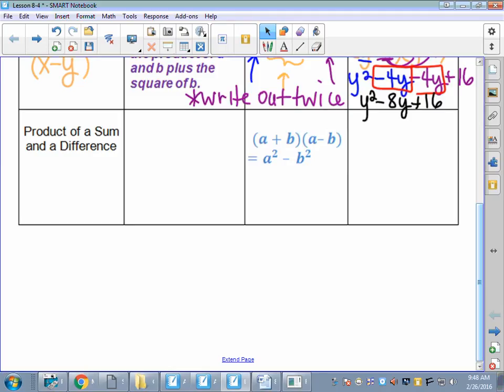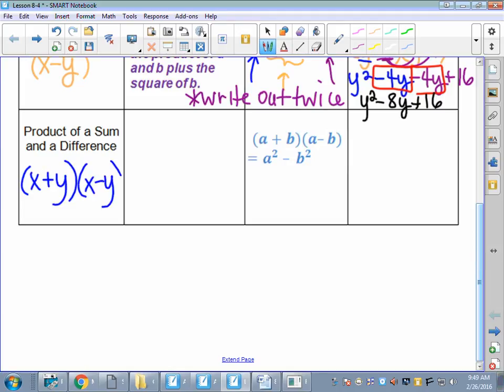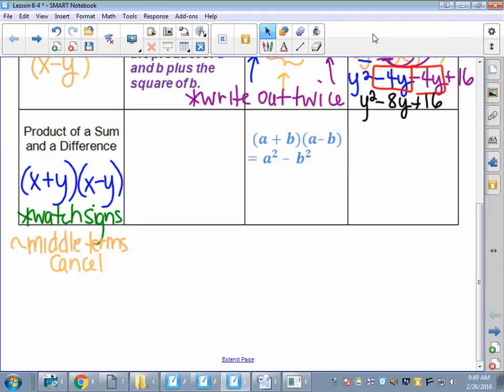Last but not least, product of a sum and a difference. So you've got 2 binomials. I'll use different letters. So you've got like an x plus y and an x minus y. One is a sum, addition, one's a difference, subtraction. Here's the nice thing about this. If you watch the signs, the middle terms will always cancel. You'll be left with a binomial for your answer.